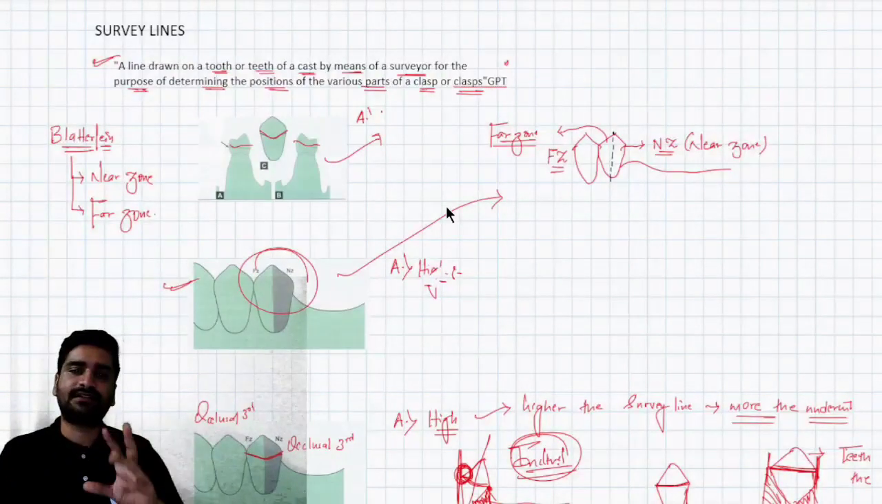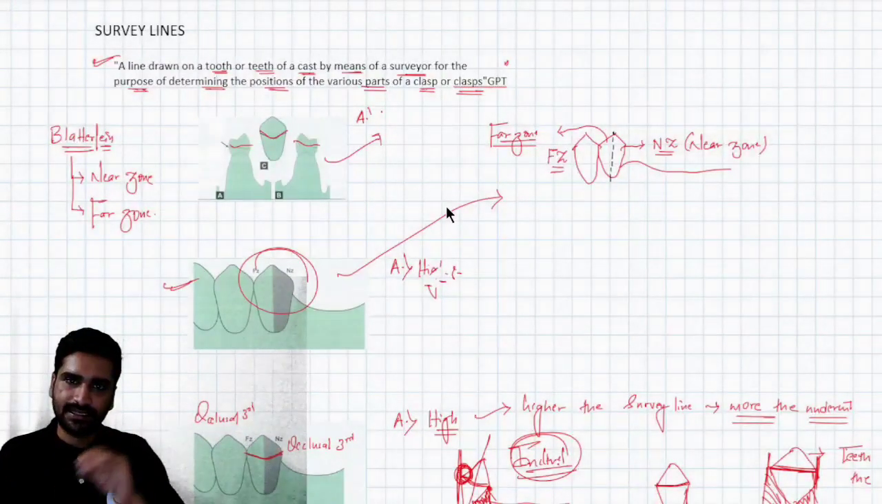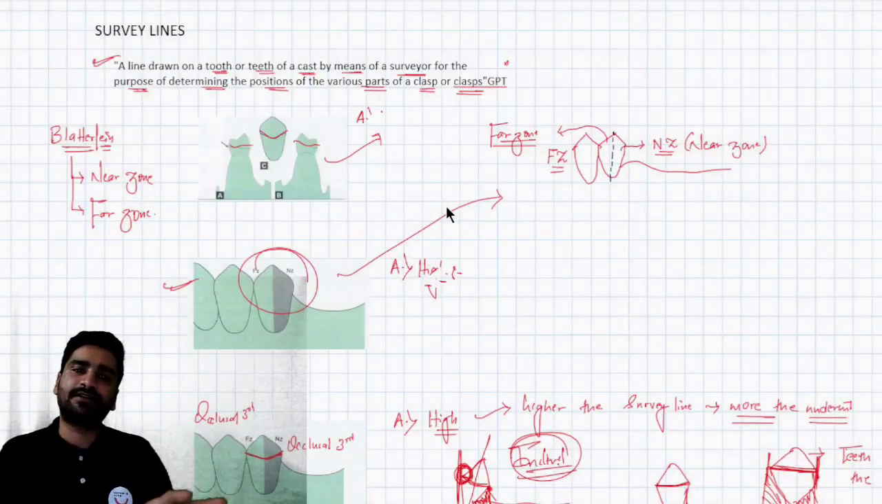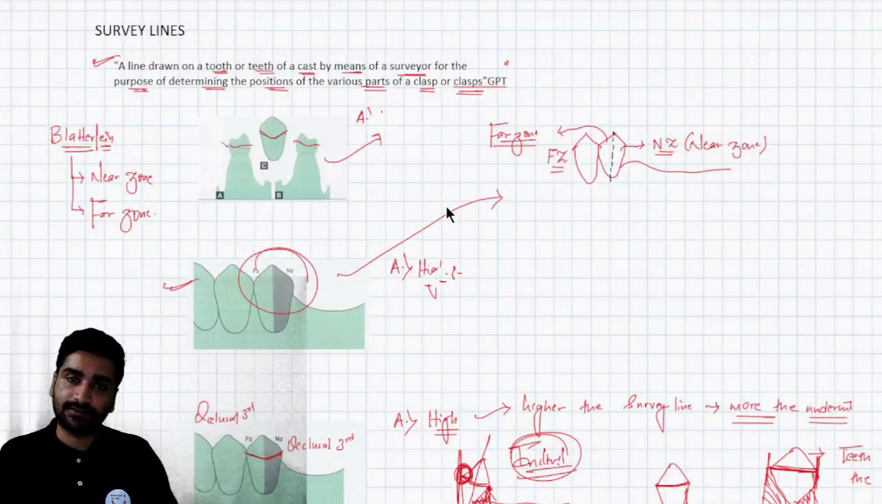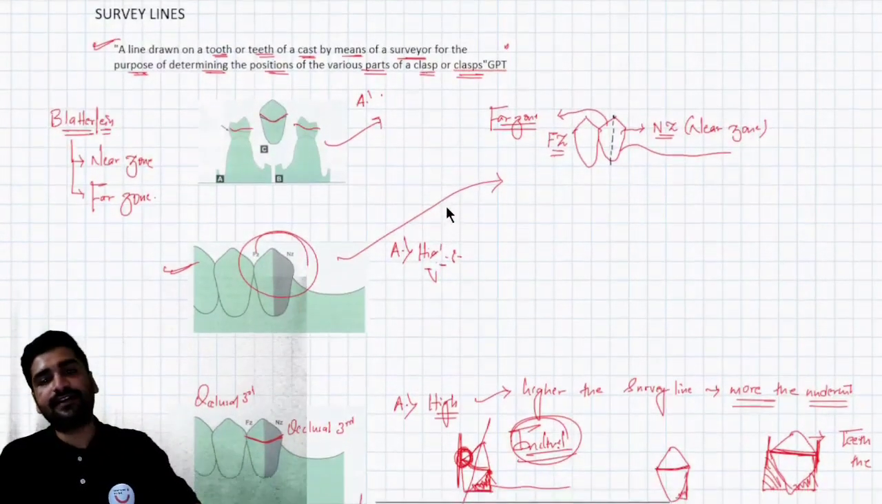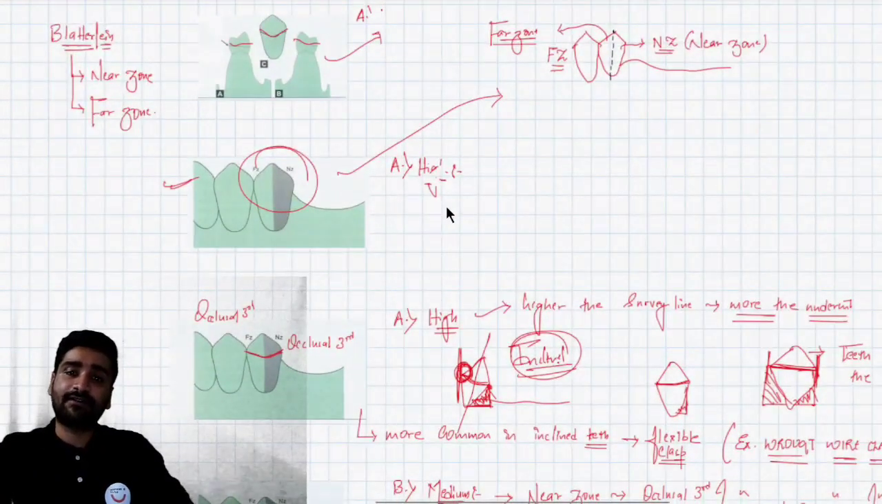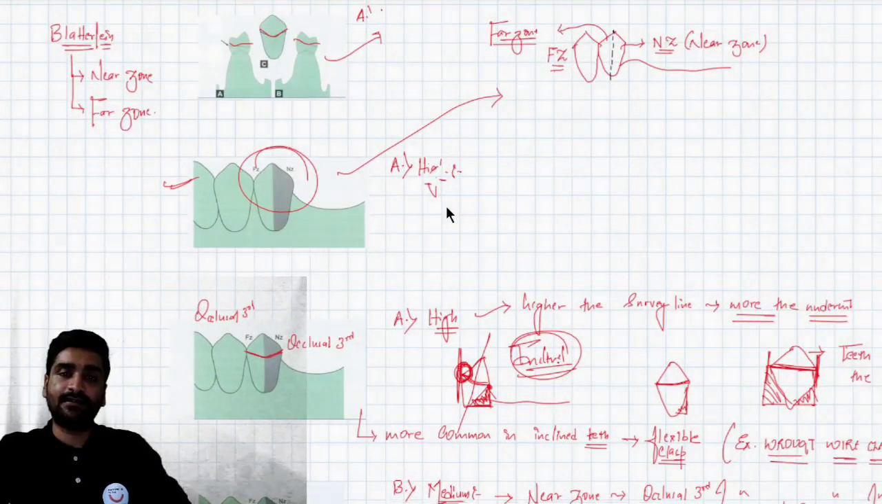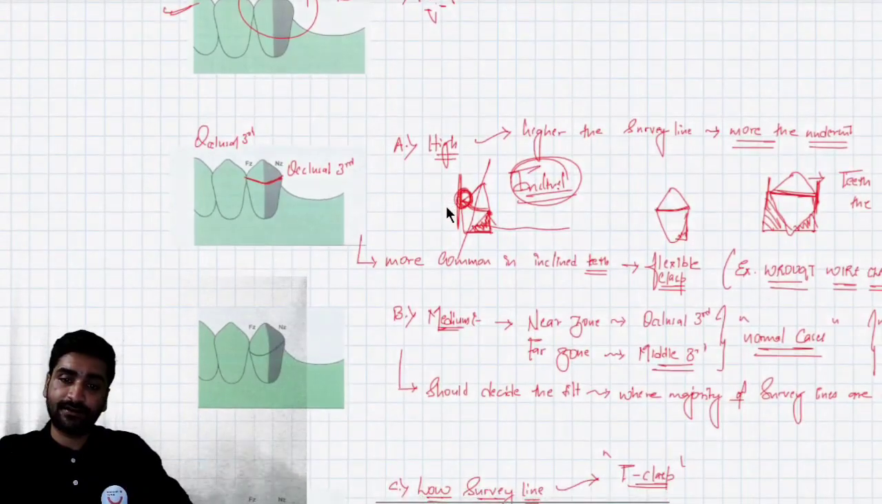So survey lines are the lines which are drawn on the teeth or the tooth by what? By the surveyor. For what? For determining the position of the clasp. What are the different types of survey lines? We have high, medium, low, diagonal. These are based on what concept? Near zone and far zone concept given by Blatterfein, okay.